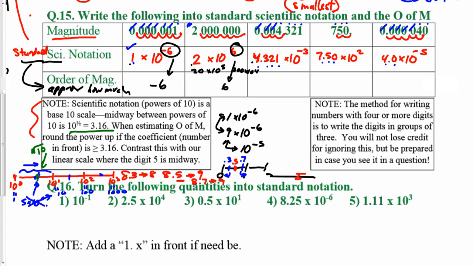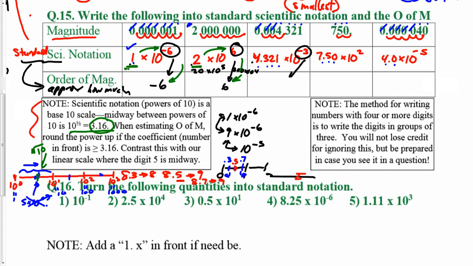So, okay, I know this feels like a little extra, but listen, you want to pursue perfection, you got to know the details. Here it is. When the coefficient is greater than or equal to 3.16, aka the square root of 10, you then will round up the power for the order of magnitude. Now in this case, 1 is less than 3.16. You don't need to round anything. 2 is less than 3.16. Leave it alone.